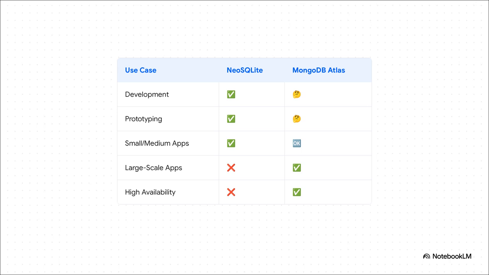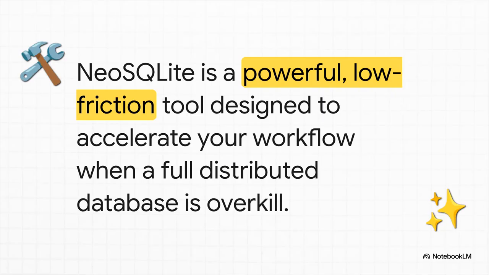MongoDB is still the undisputed champ for those massive production systems that need to scale out across tons of servers. Yeah, this isn't some kind of competition. It's all about having the right tool for the right stage of your project's life. NeoSQLite is designed to get rid of the friction to let you build faster when the full complexity of a distributed database is just plain overkill.